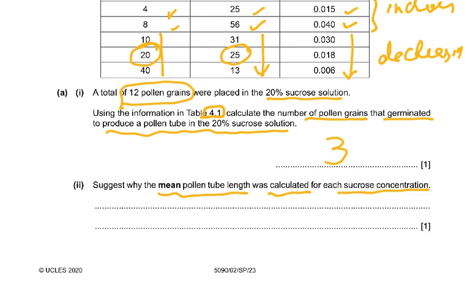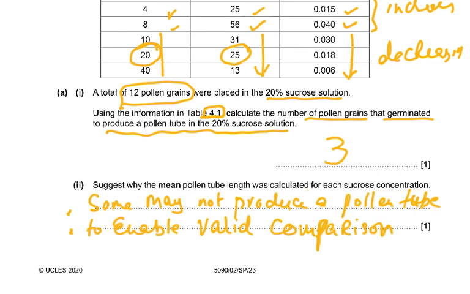So suggest why the mean pollen tube was calculated for each sucrose solution. So some may not produce a pollen tube, or to enable a valid comparison. Whenever you take out a percentage or a mean, the percentage also helps us to understand a valid comparison. If I have only 10 students in school A and I have 40 students in school B, then to take out a percentage would be a valid comparison.